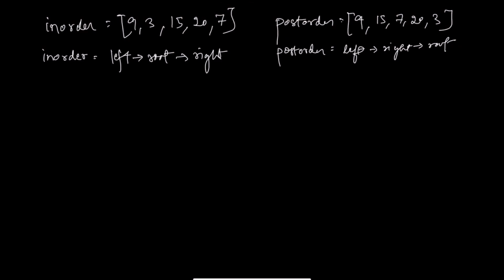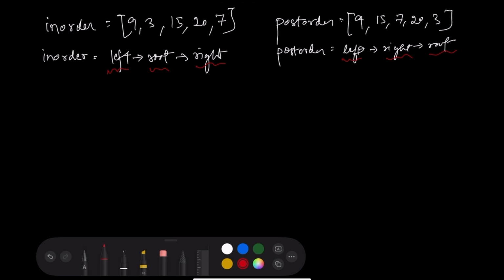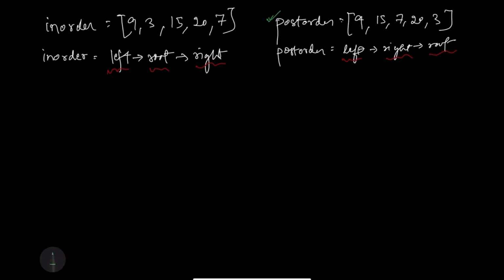We know that inorder is left, root and right traversal. We also know that postorder is left, right and root traversal. So here we can conclude that the last element of our postorder array will be the root, and once we find the root we can find the position of our root in the inorder array.